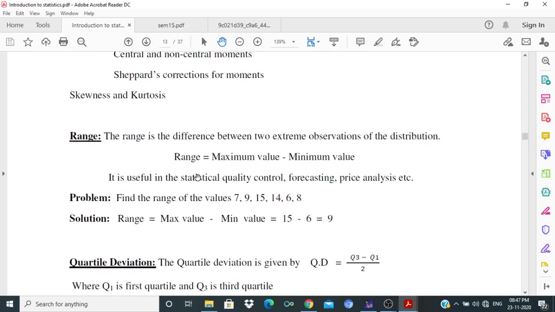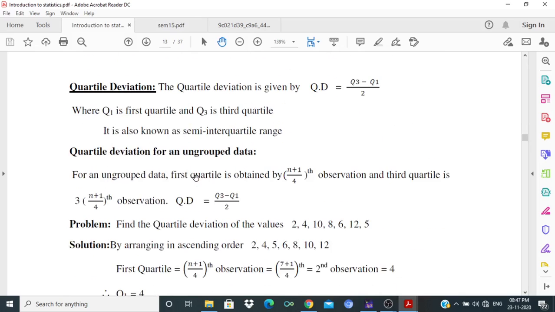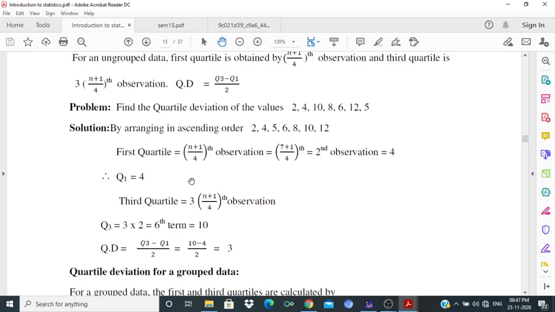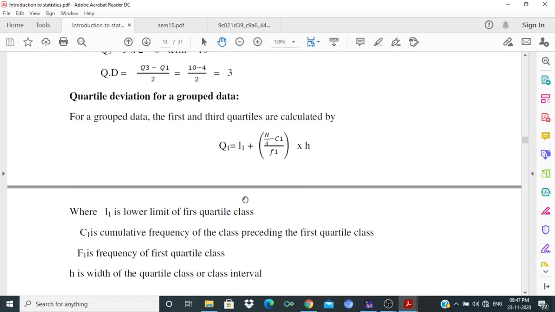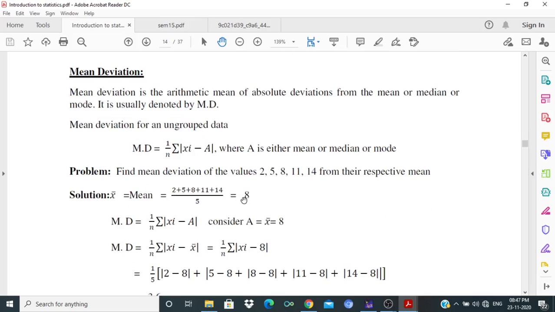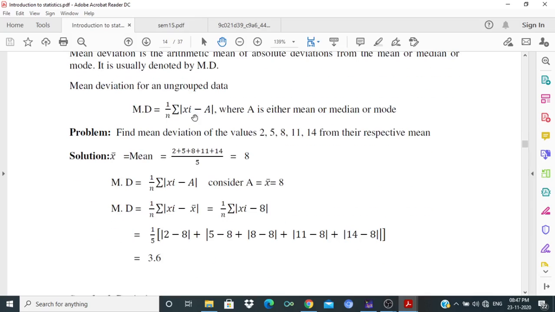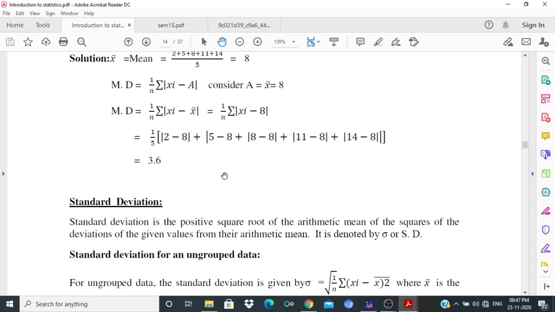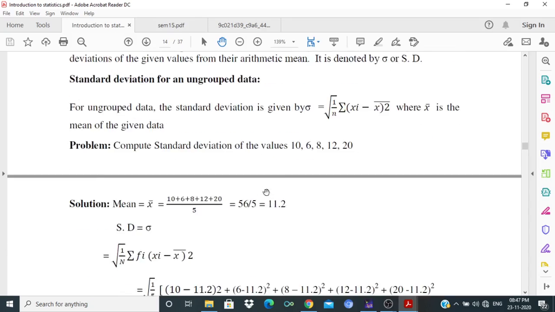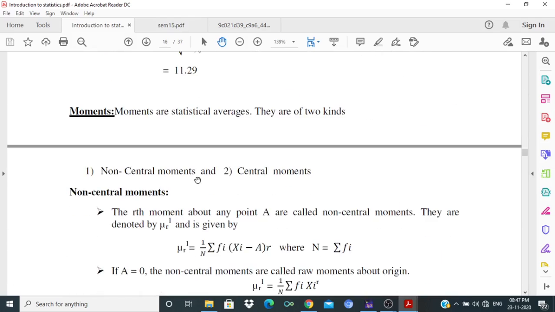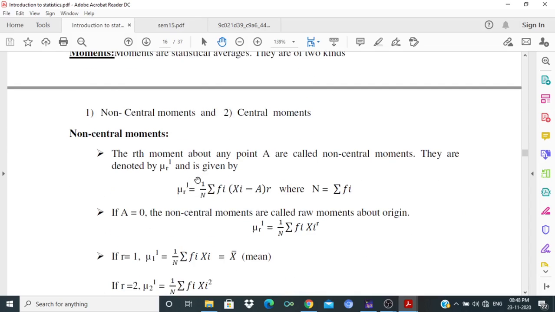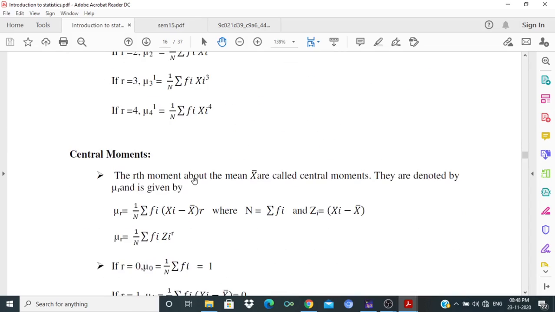And these are the measures of dispersion, the next characteristic: range, quartile deviation, calculation of Q3, Q1 here, mean deviation, absolute deviations, mean deviation, standard deviation. And next one is moments. We will discuss moments in detail later.